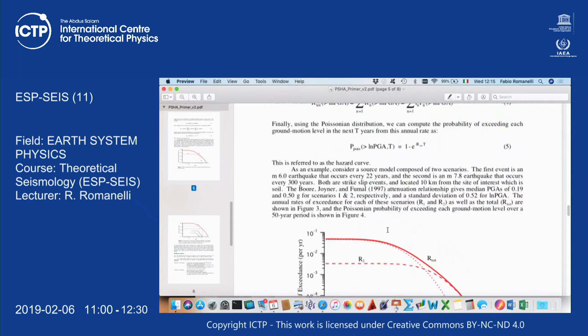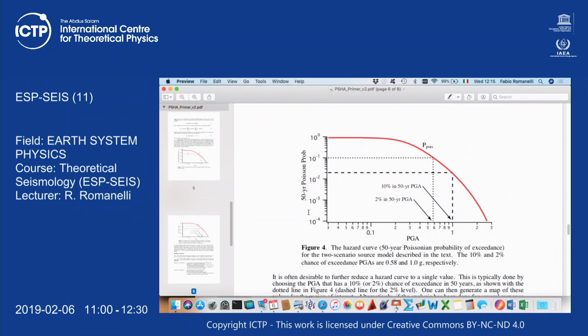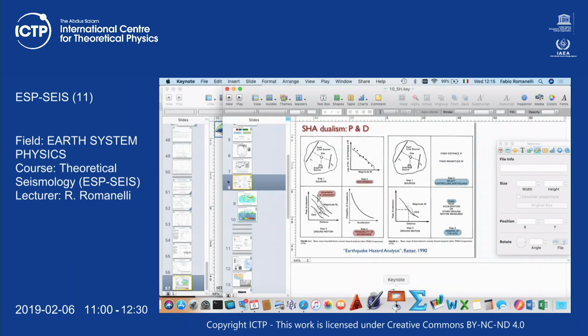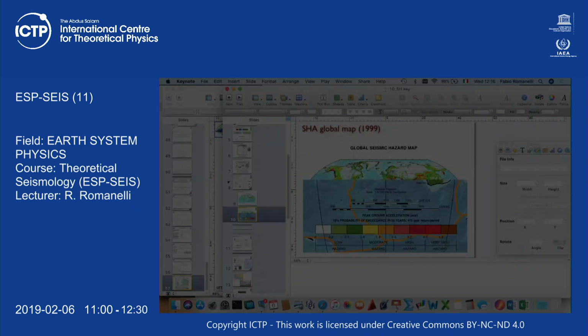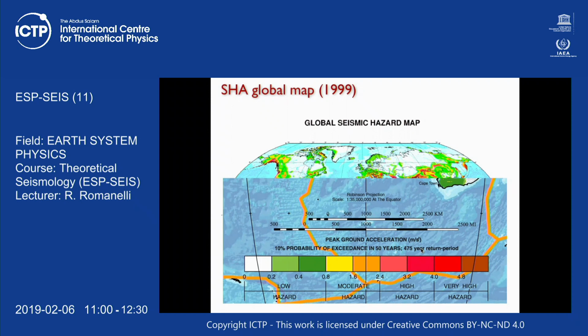Then, as a last step, usually, you decide some years, 50, and you multiply by 50, and you take a percentage. Now you have to tell me why 10% in 50 years is equivalent to, say, 475 years of return period. That is exactly what is written here. You see? Everything is based on the Poisson distribution. That's the hint. With this hint, you should make it in 1 minute.